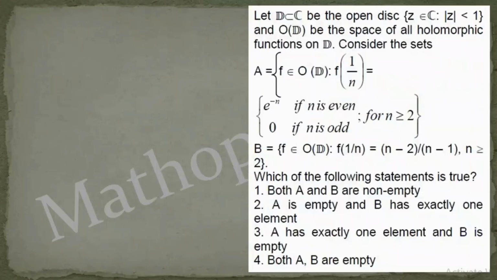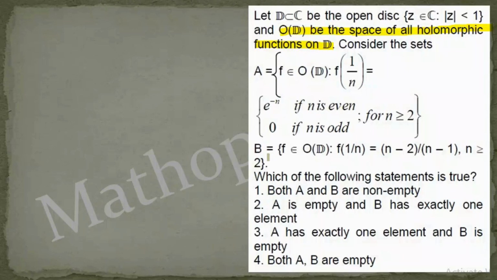Next question. Let D be the open unit disk and O of D be the space of all holomorphic functions on D. This is an important point. Consider the set A: f belongs to O of D such that f of 1 by n is equal to e power minus n if n is even and 0 if n is odd.